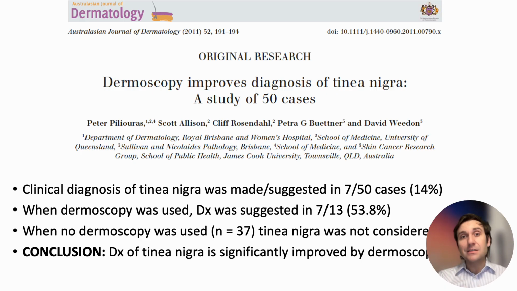These are 50 cases, and it's very interesting. These 50 patients, all with tinea nigra, diagnosis was suspected only in 14% of the cases based on naked eye examination. But when you use dermoscopy, this went up to 53%. So with no dermoscopy, tinea nigra was not considered in more than half of the cases. So the conclusion of the paper is the diagnosis of tinea nigra is improved by the use of dermoscopy.